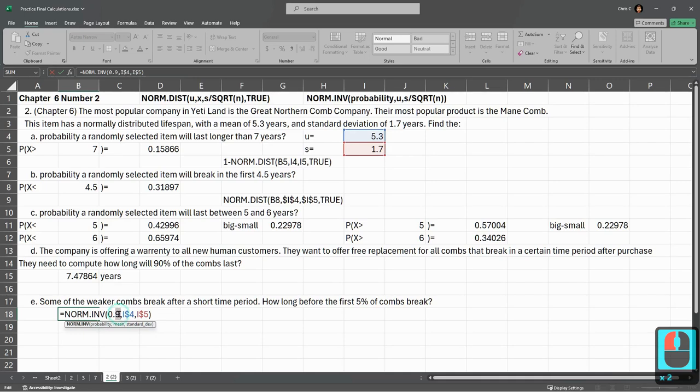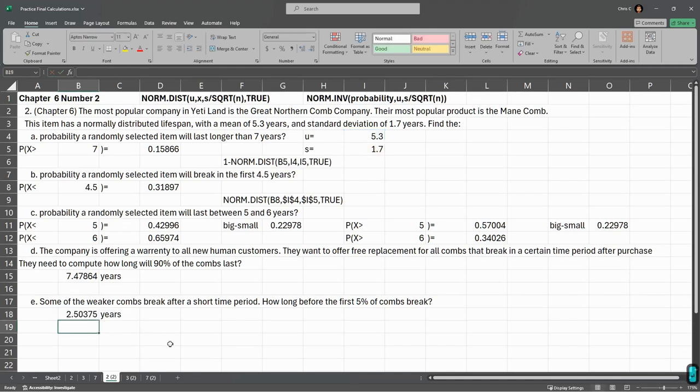Now what I did not do is change this. So remember, 5% is 0.05 right there. So it's 0.05. Enter. So 2.5 years. So much smaller than that 5.3.